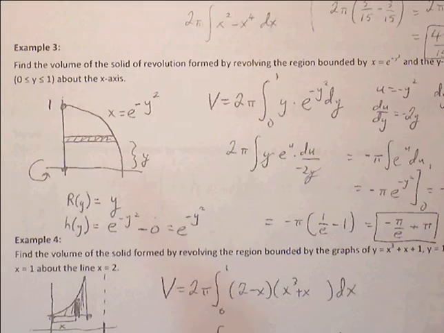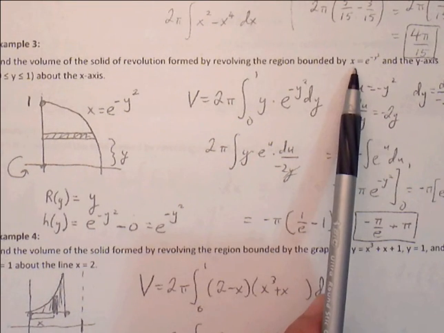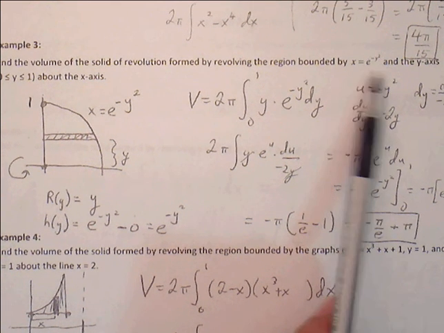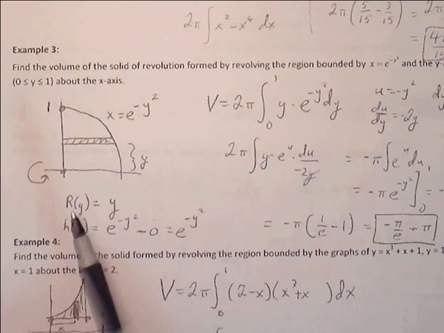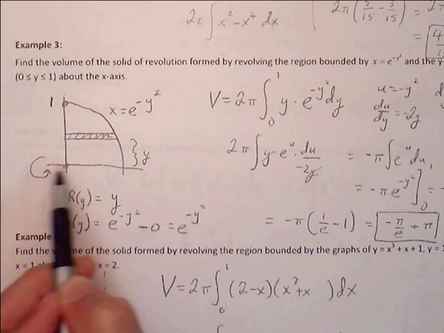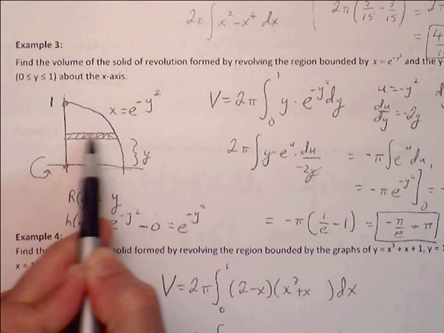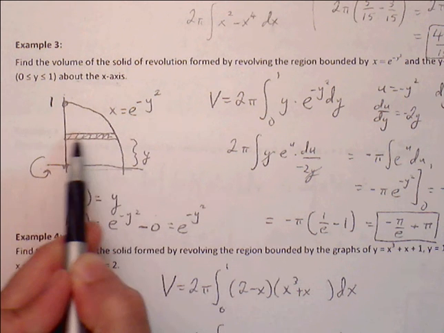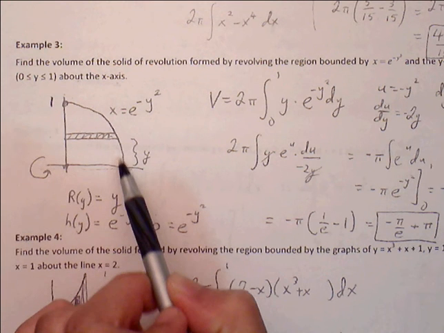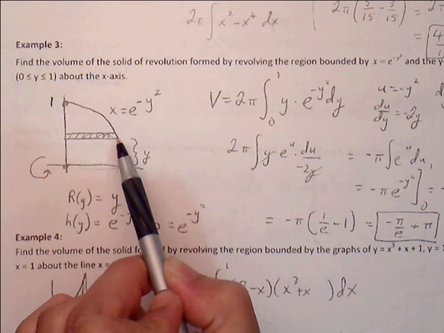Example 3. Find the volume of a solid formed by revolving the region bounded by x equals e to the negative y squared and the y-axis about the x-axis. So now we're revolving around a horizontal line, which means that our representative rectangle is also going to be horizontal. Think right minus left, everything has to be in terms of y.